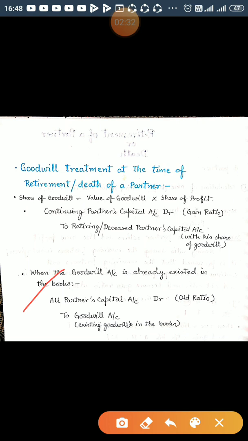Apart from this, if there is any goodwill existing in the books, meaning goodwill is appearing in the balance sheet on the asset side, that existing goodwill should be written off among all the partners in their old ratio. All the partners means including the deceased partner or the retiring partner. So the journal entry for writing off the existing goodwill: all partners' capital accounts debited to goodwill account, in their old ratio.